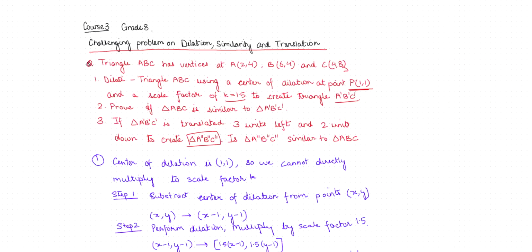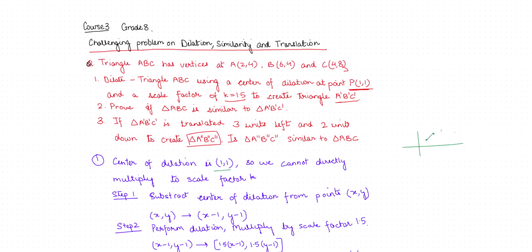So here, unlike the previous questions we did in the class, the center of dilation is 1, 1, not 0, 0. So we cannot directly multiply by the scale factor k. So what we have to do, like these are the points. This is 2, 4. Okay, and the center of dilation is 1, 1. So we have to find this distance and then multiply it by 1.5.